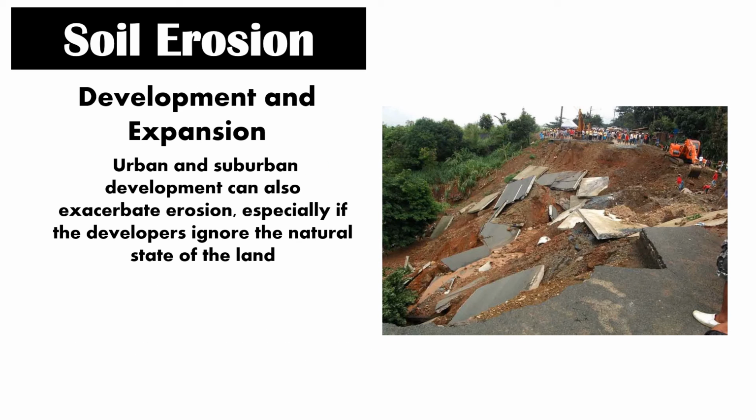Development and expansion. This includes the development of urban and suburban areas, which leads to exacerbation of erosion, especially if the developers ignore the natural state of the land. Like what is happening now in Rizal, which is naturally mountainous. But what the developers are doing is cutting and deforesting it, then building houses. Of course, if it is all cement, it is more prone to erosion because the roots of plants that hold the soil in position are gone.